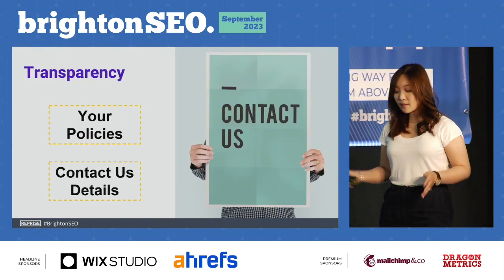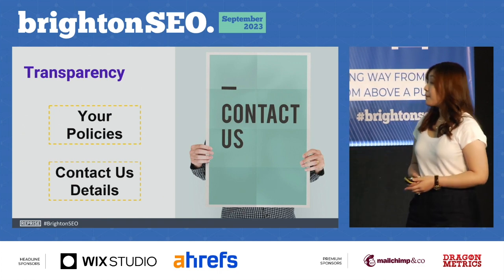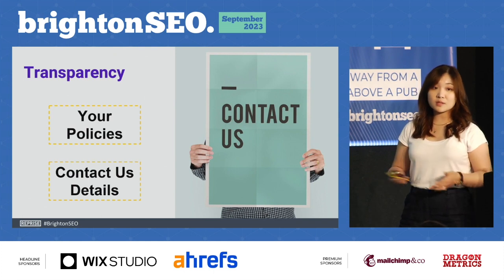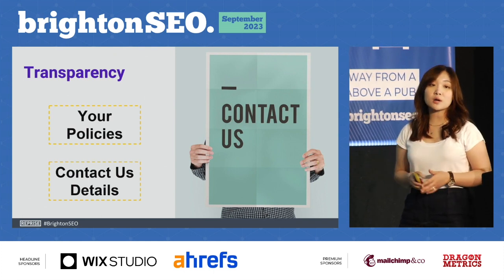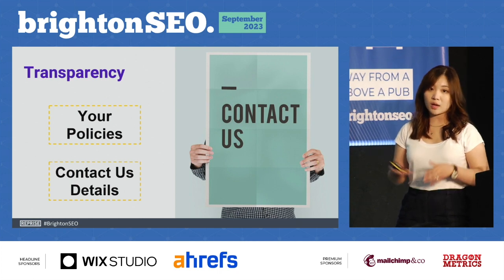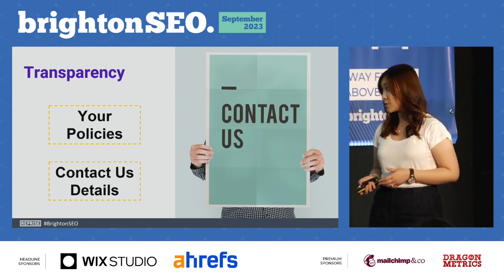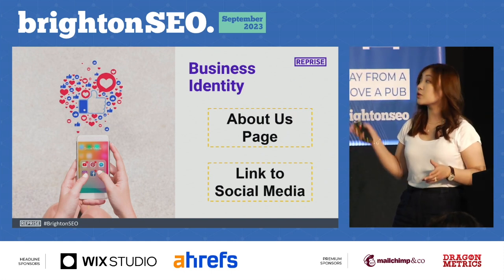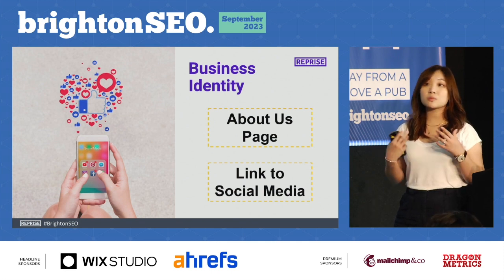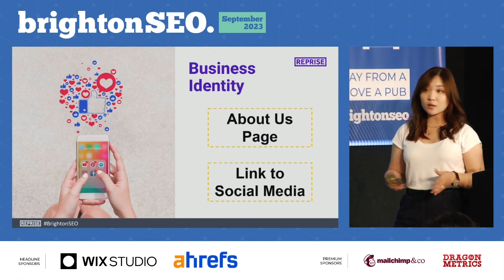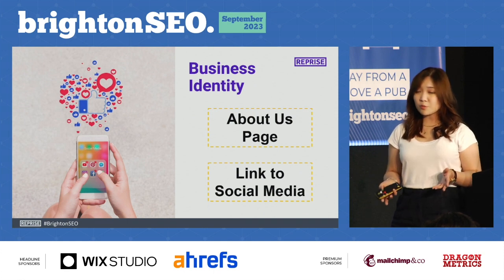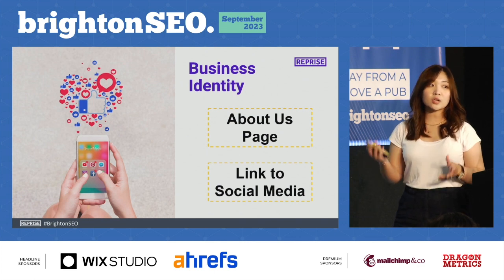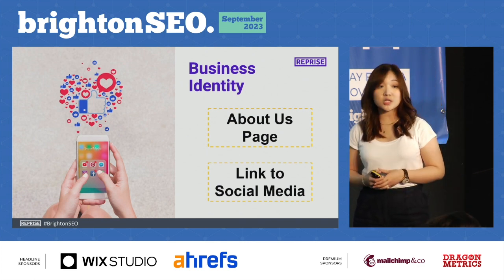For transparency, again, you should make your policies available on your website. They could be your shipping policy, privacy policy, and return policy, and also make sure customers know the way to get in touch with you if they have any questions or are facing any difficulties. When we talk about building business identity, it's always good to have an About Us page to show users the history of your website or brand and anything you want to achieve with it. If you have any social media profiles, link to them so you can connect with your users on multiple channels to achieve brand affinity.